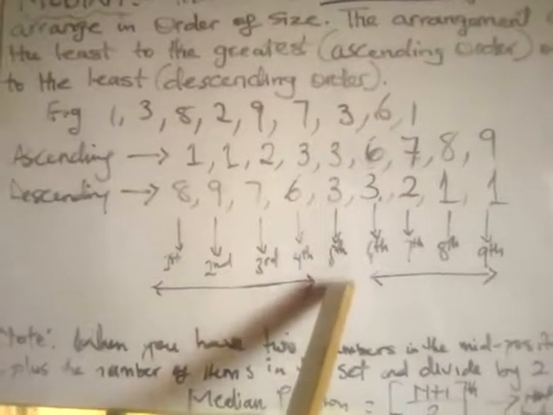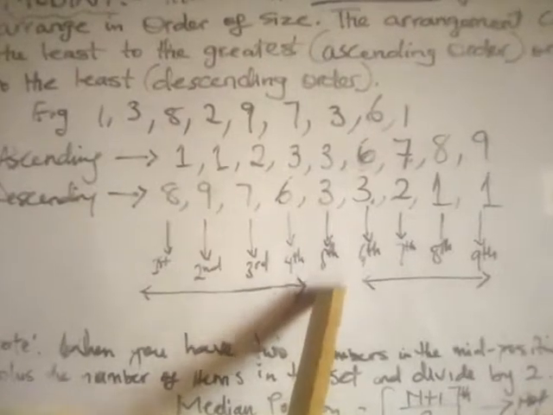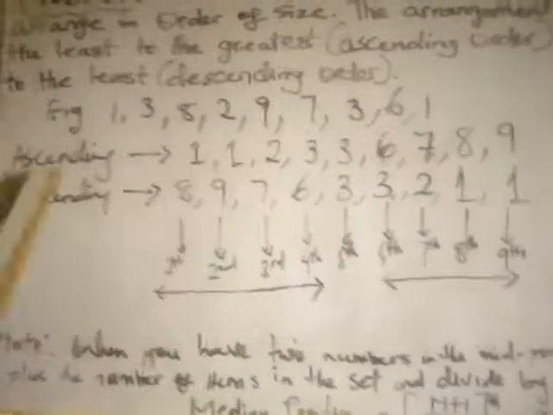So what value can you find in the mid position? You can say it is 3. Even if it is ascending order, it is still 3. If it is descending order, it is still 3. Do you get that now? If you arrange it very well, it will still give you 3.